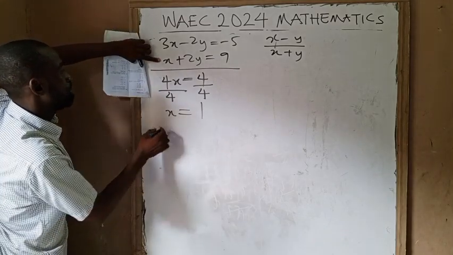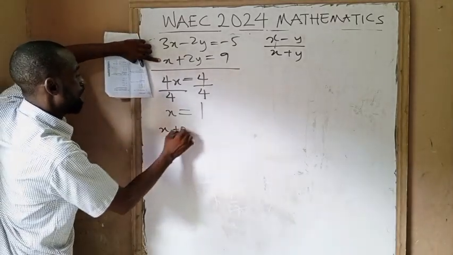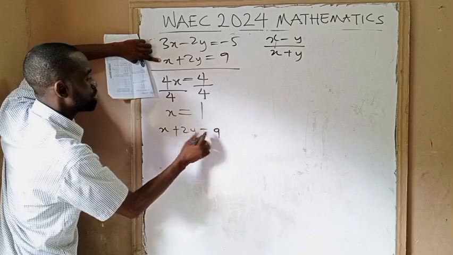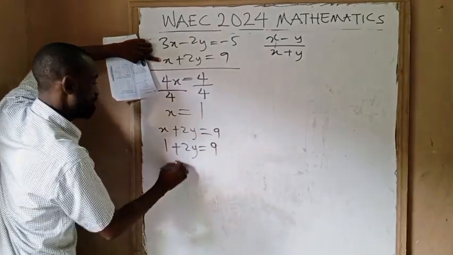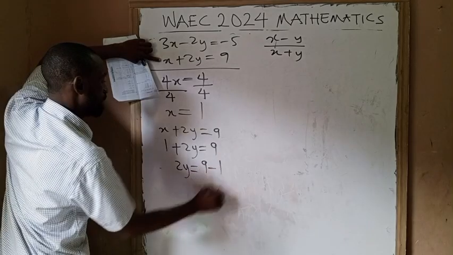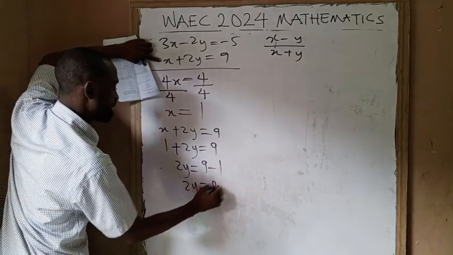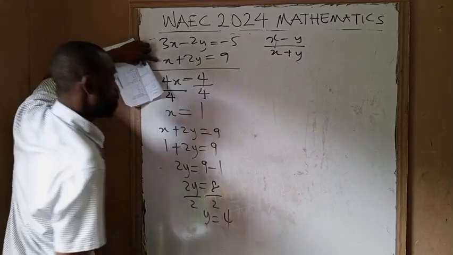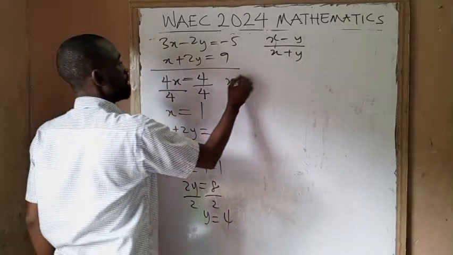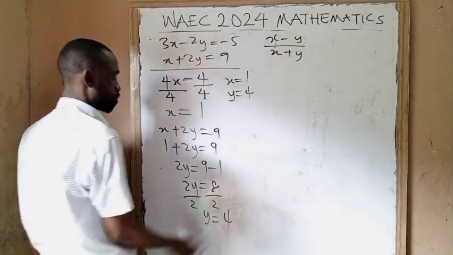So we can use this one. For every x plus 2y, we must have 9. Substitute: x is 1, plus 2y equals 9. 2y equals 9 minus 1, so 2y equals 8. Divide by 2, y will be equal to 4. So x is 1, then y is 4. So just substitute here.